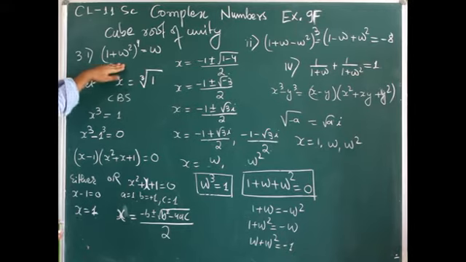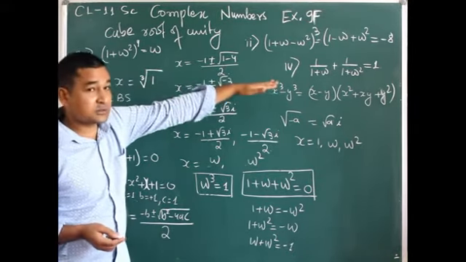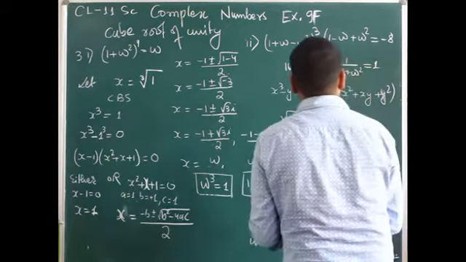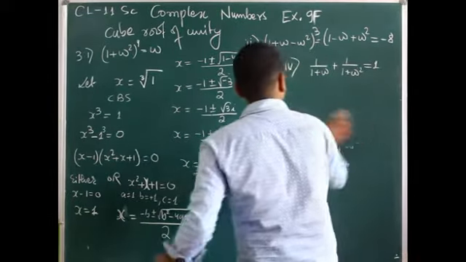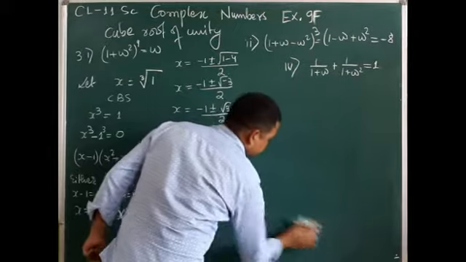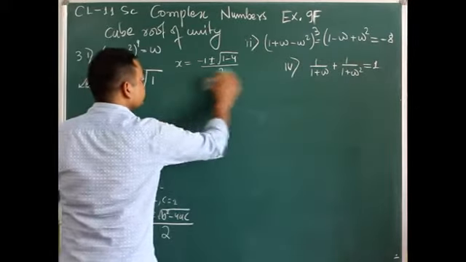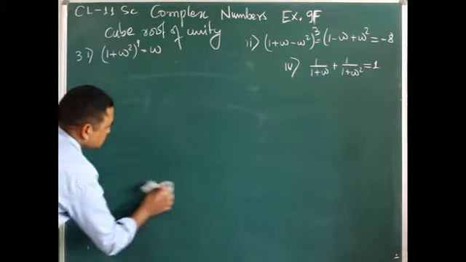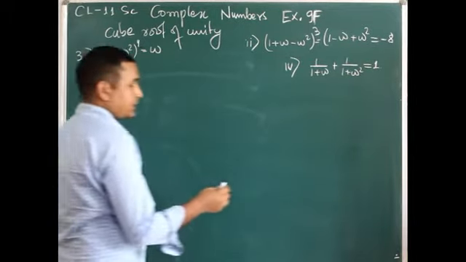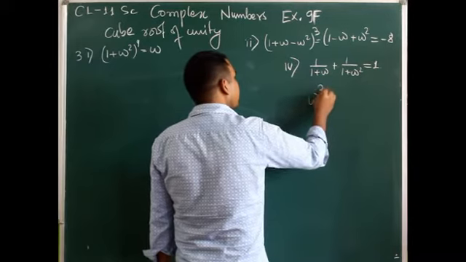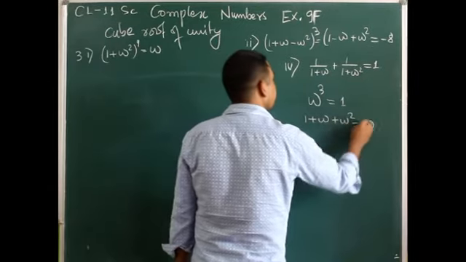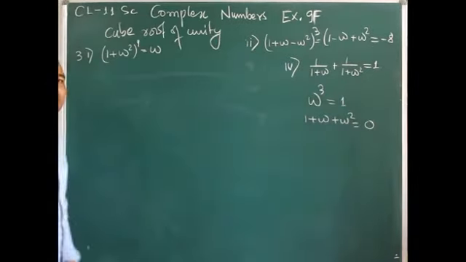Now let me solve the sums. I wrote the three sums here. Now we solve these sums by using this property. Now we write the properties of cube root: omega cube equals 1, then 1 plus omega plus omega square equals 0. By using this relation, we can solve any type of question related to cube root of unity.